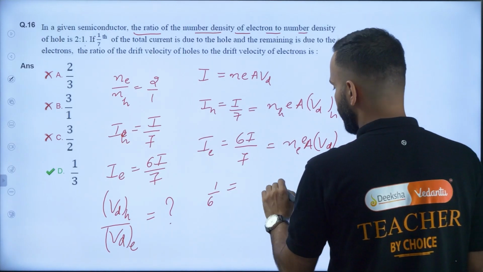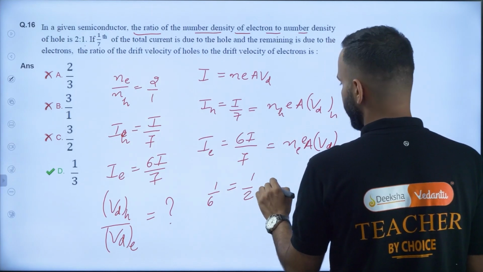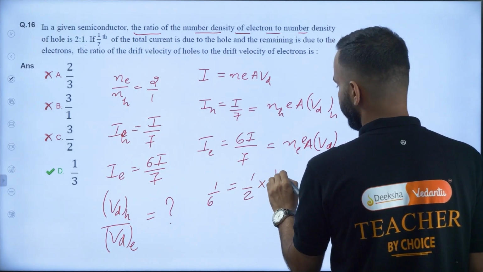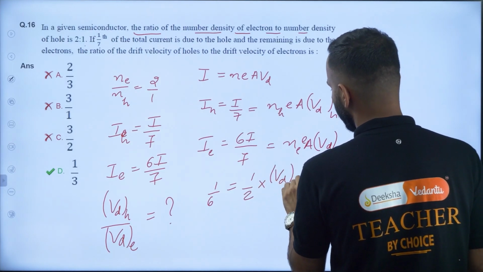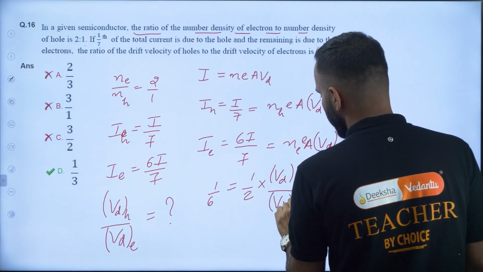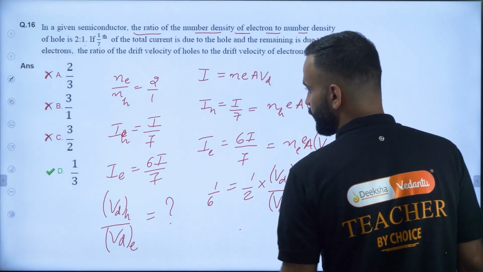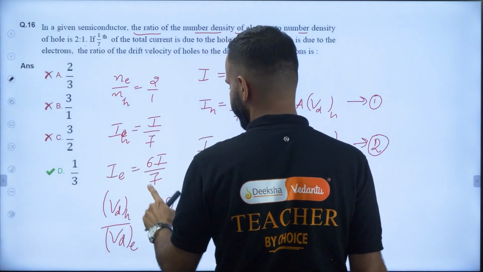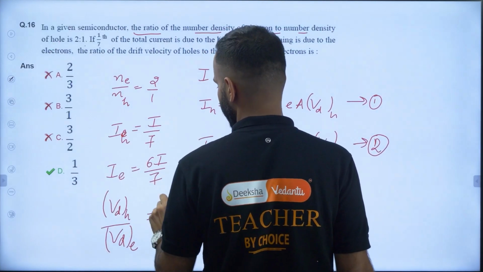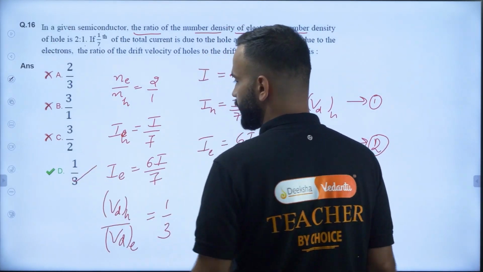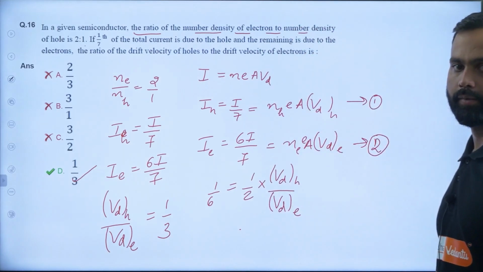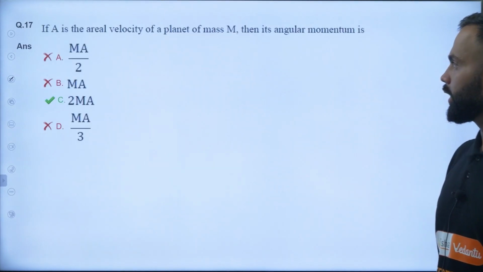So NH by NE is 1 by 2. EA will get cancelled, into VDH by VDE. So now solve this, you will get the ratio 1 by 3. Okay, so which is equal to 1 by 3. The correct option is D. Okay, yeah. Next question, question number 17.